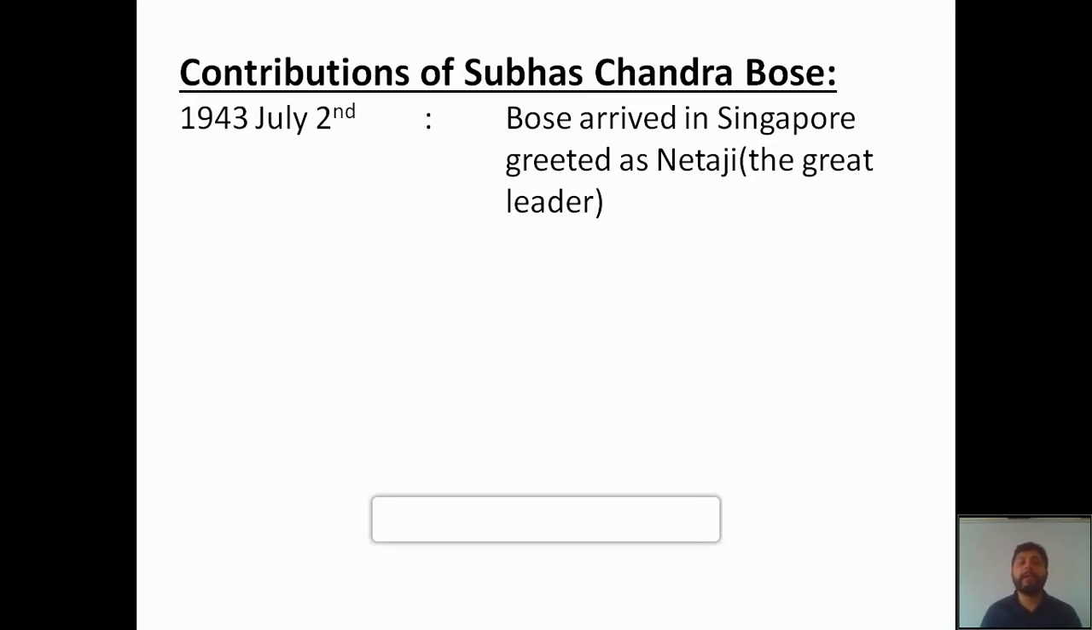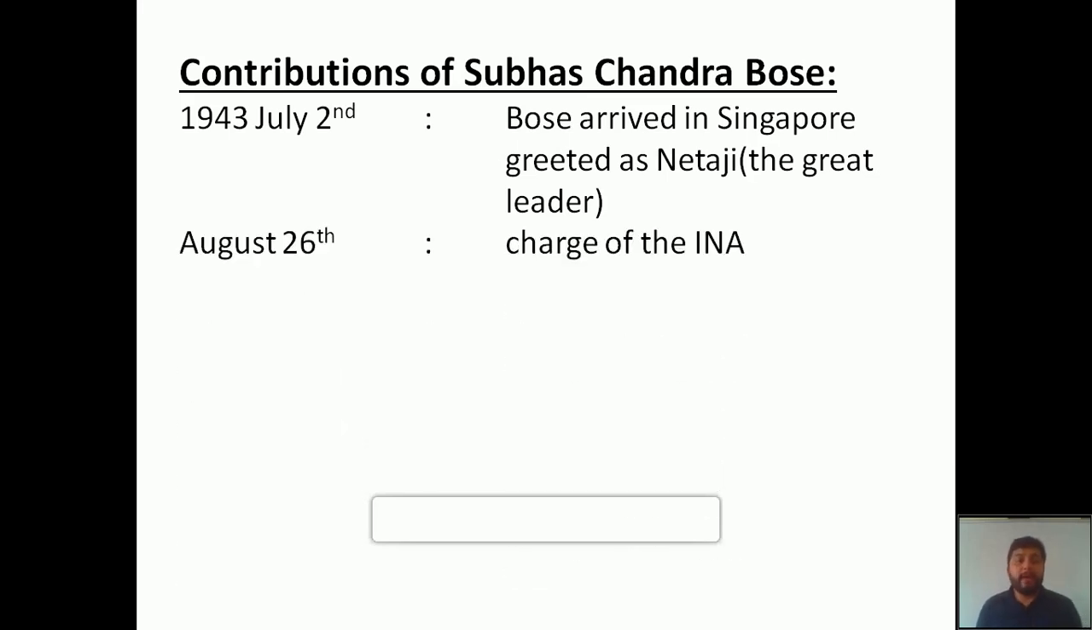So finally Subhas Chandra Bose arrived in Singapore on July 2nd, 1943, and he addressed the people who were ready to fight against the British from outside India. Those people who were willing to fight against the British greeted him as Netaji. Netaji means the great leader. So in 1943 he took up the leadership of the Indian Independence League. That's why he was greeted as Netaji, that means the great leader.